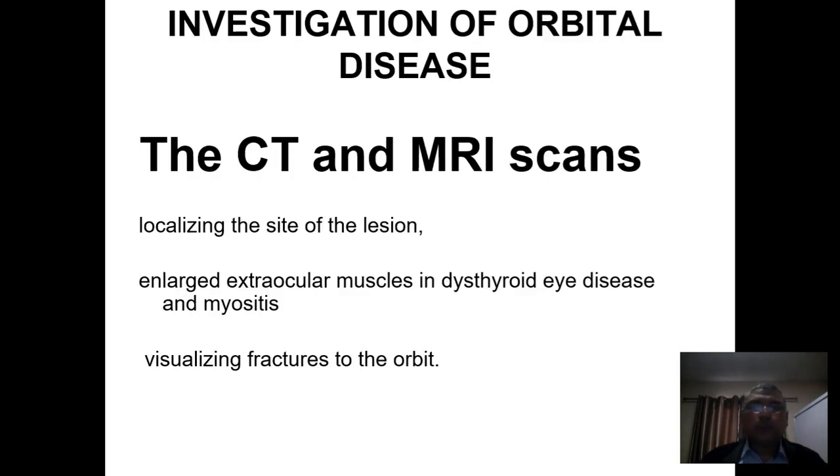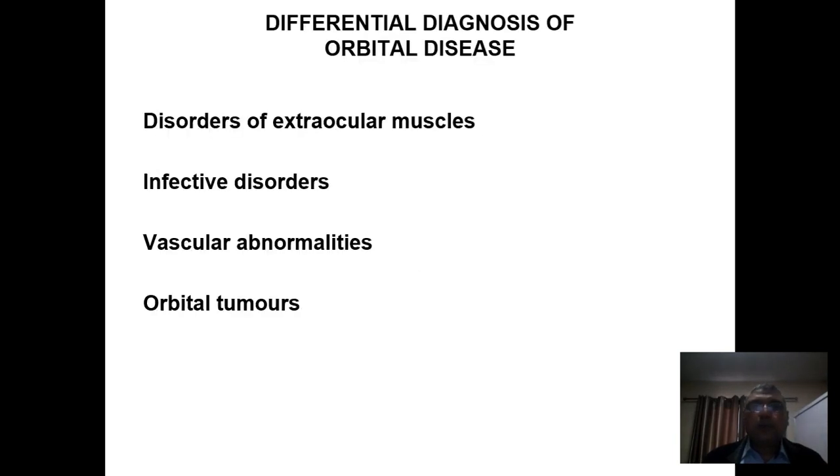What are the investigations that we use in orbital diseases? We use CT scan and MRI to localize any lesion, to see the extraocular muscles, to see the orbital content and the walls of the orbit.